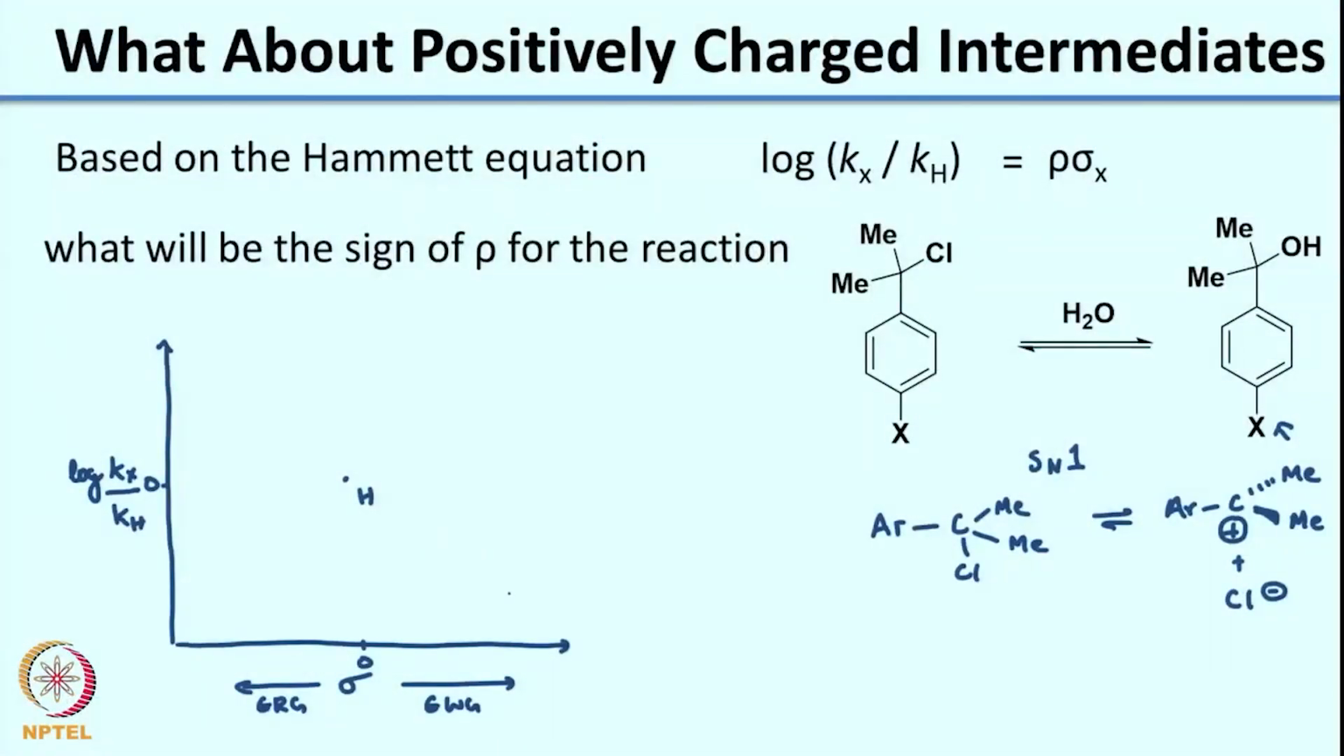So again the weighing scale is now tilted down because the rate is decreased. And what will an electron releasing substituent do? It would stabilize the carbocation, and so the rate will increase. So now if I plot this, I will get a rho value which is less than 0. So I have a negative slope.